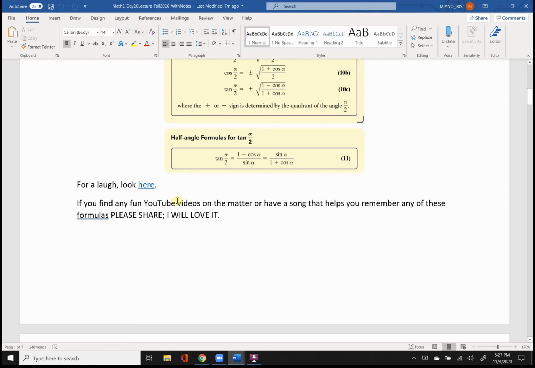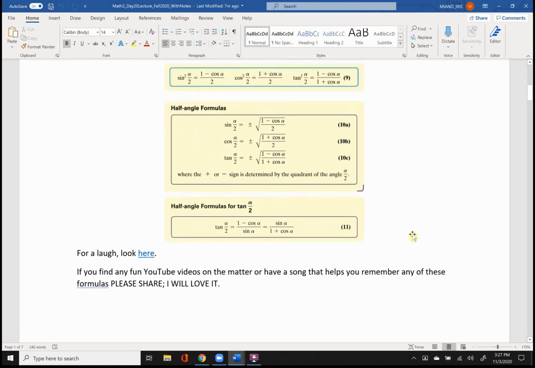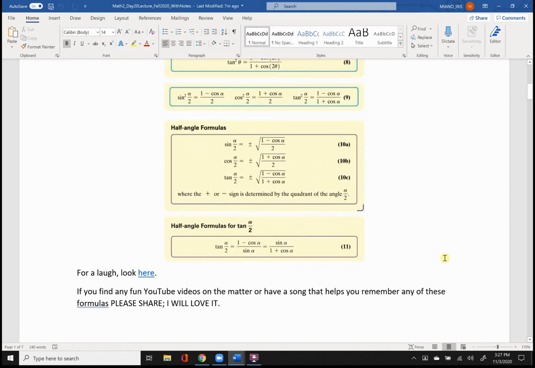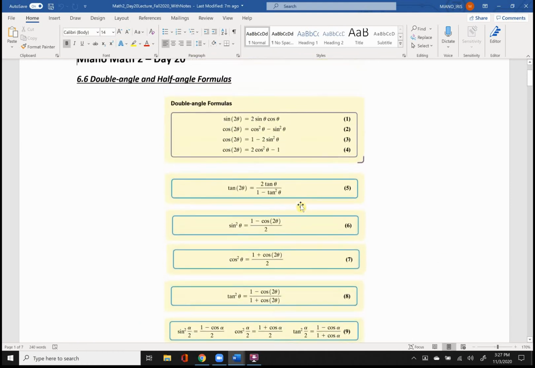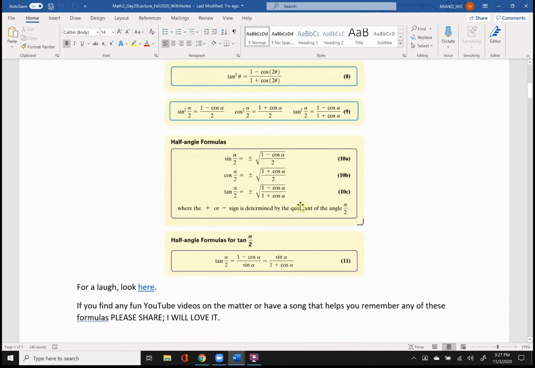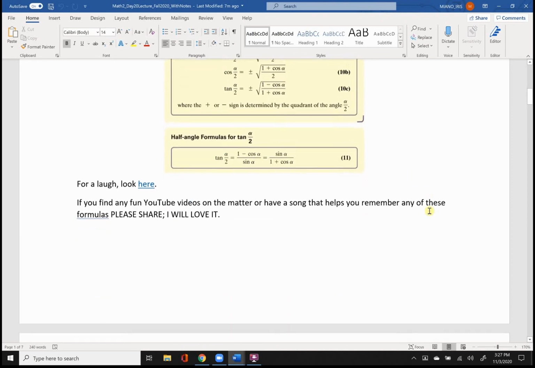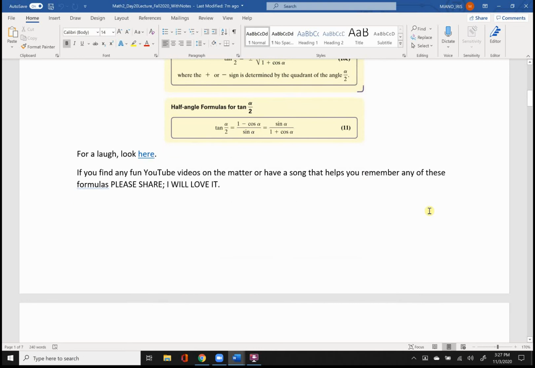But if you come across YouTube videos that are presenting helpful songs or just ways to remember these formulas, like how people have come up with memorizing them, or if you have your own songs that help you memorize these formulas, please by all means share them with me, share them with the class. I would just be so delighted.